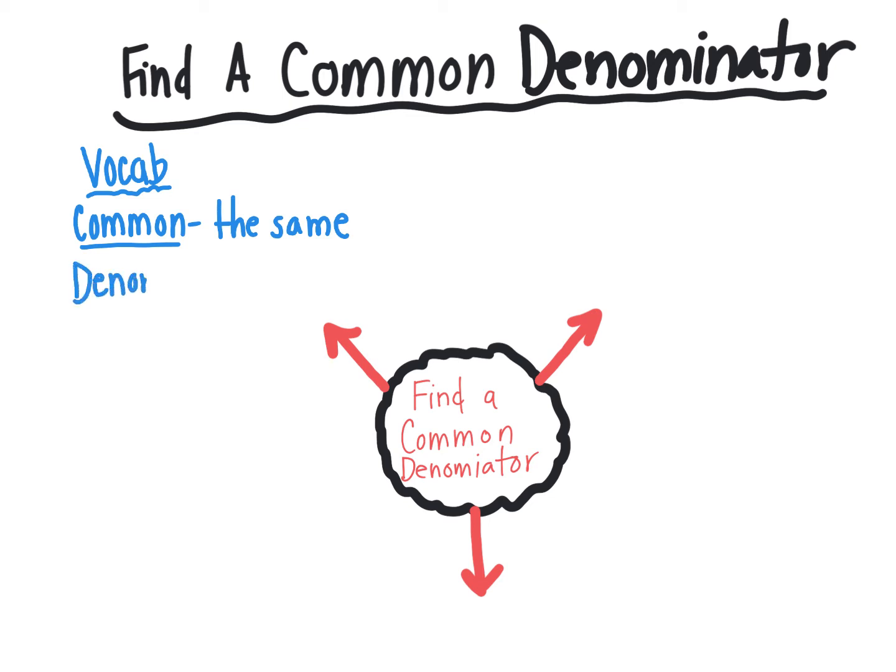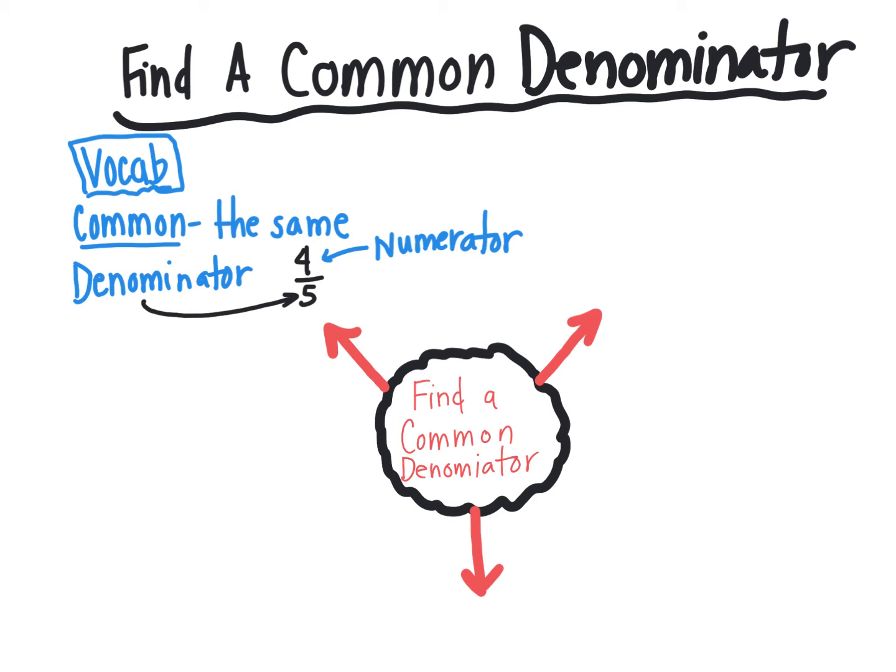And then what is denominator? Well, a lot of you guys have heard this word too. In fact, if I give you a fraction, something like 4/5, the denominator is the bottom number, right? And just to remind you, the top number is what we call the numerator. So we have the numerator and the denominator. So when we talk about our vocabulary and we're talking about a common denominator, we want to find or we want to make fractions that have the bottom number, the denominator, in common. That's what we want in common right there. Okay? We want that to be the same.